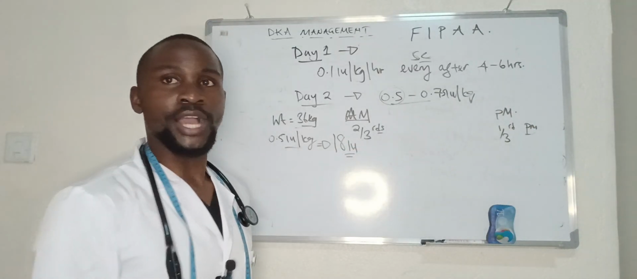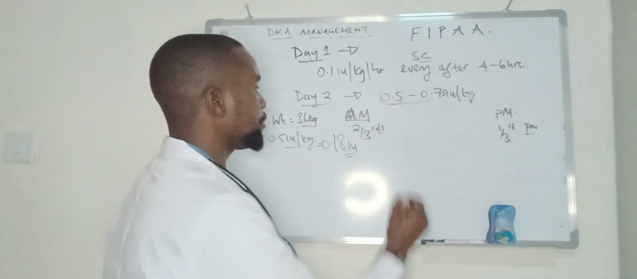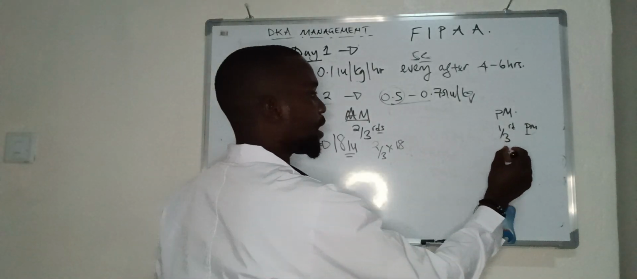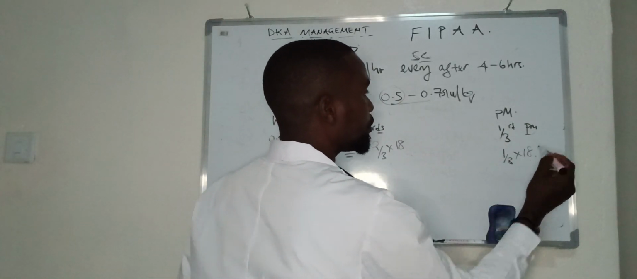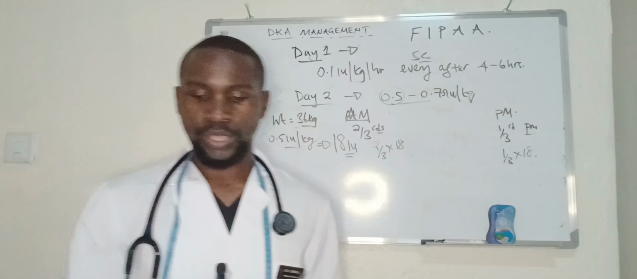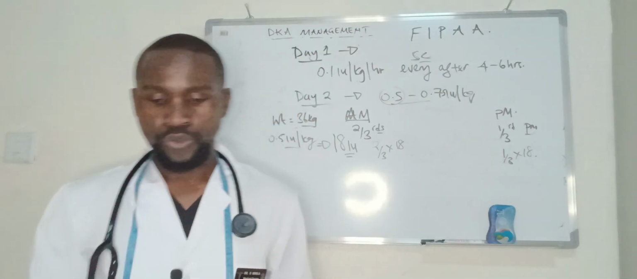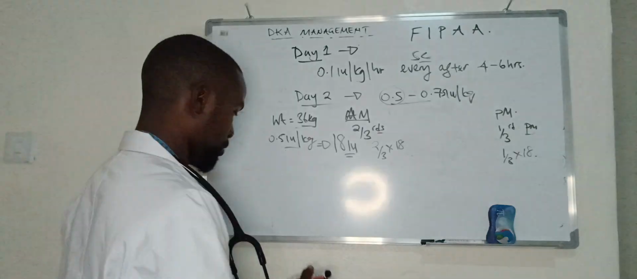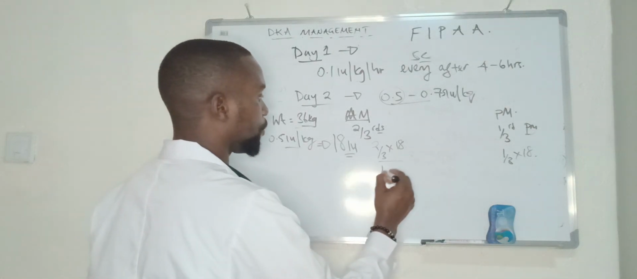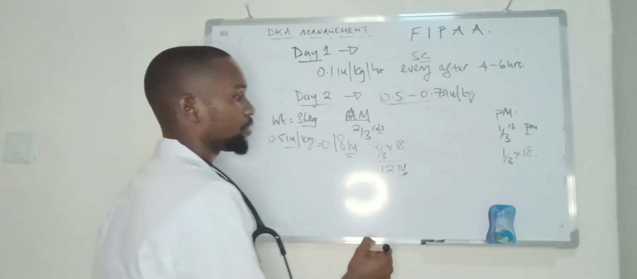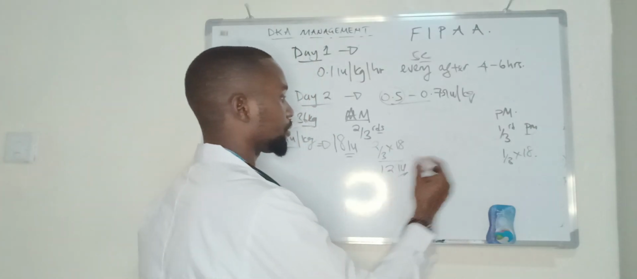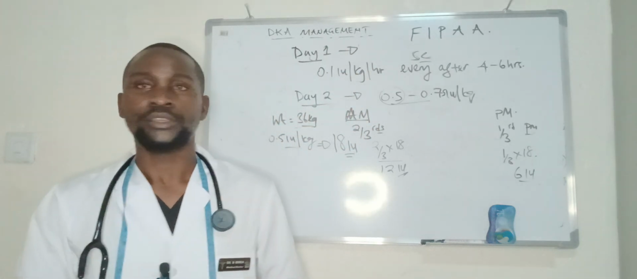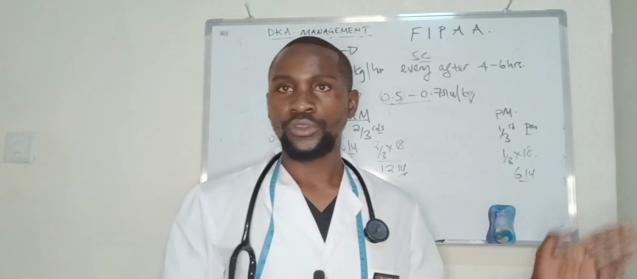Out of this 18 that they are supposed to receive every day, 2/3 multiplied by 18 should be given in the morning, and 1/3 times 18 should be given in the evening. When you do that, before breakfast you are going to give 12 international units, which is 2 over 3. Then the remainder, 6 international units, you give in the evening.